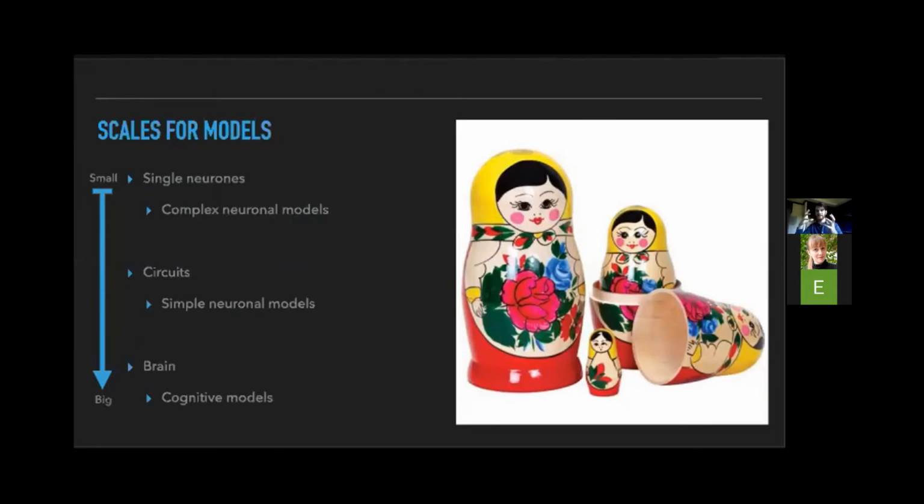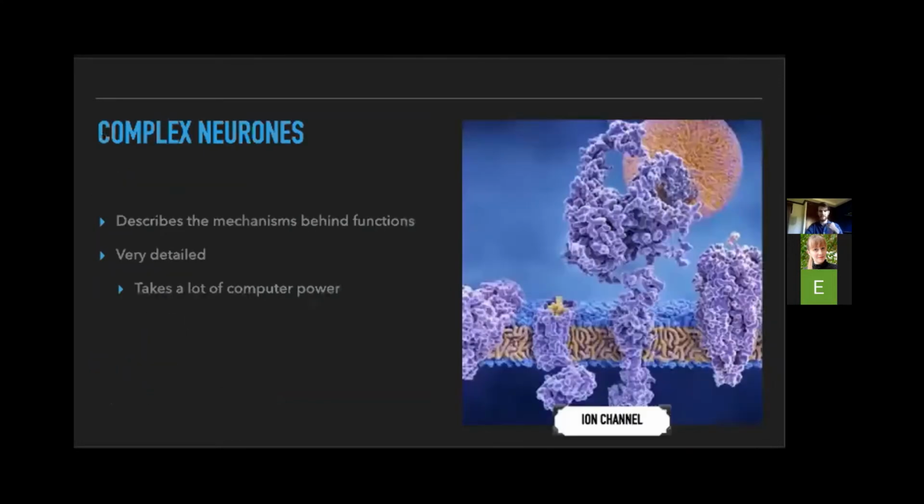But then that makes it very complicated. And then if we go to the other side of the scale, to cognitive models, we lose the detail that we want. So we just see brain waves going back and forth, but it might not be able to answer some of the questions that we have.